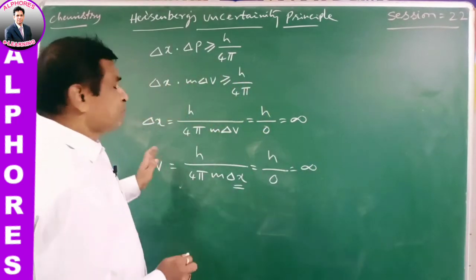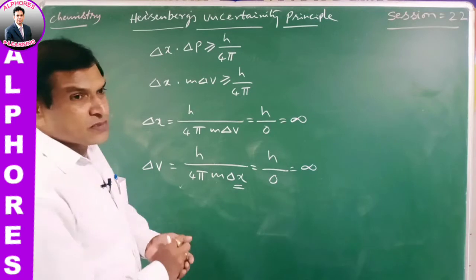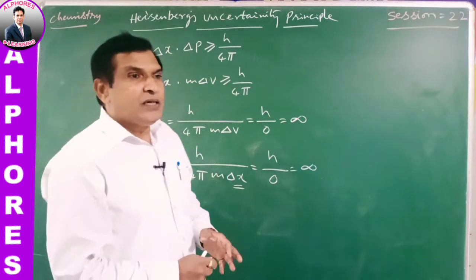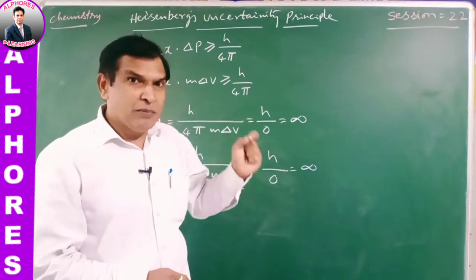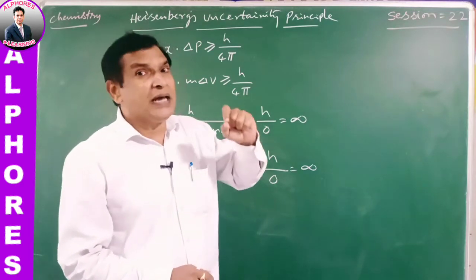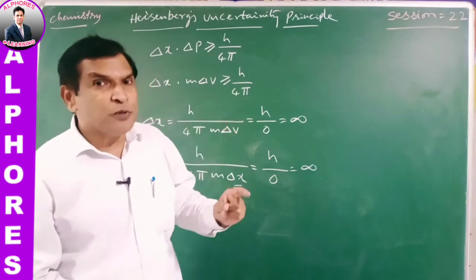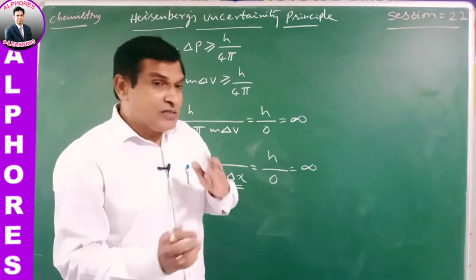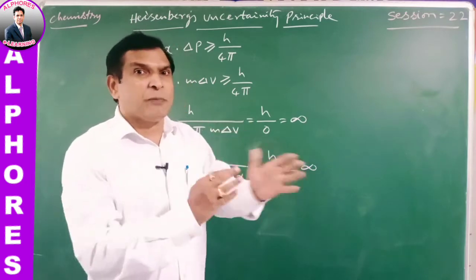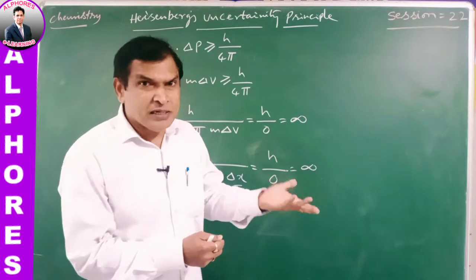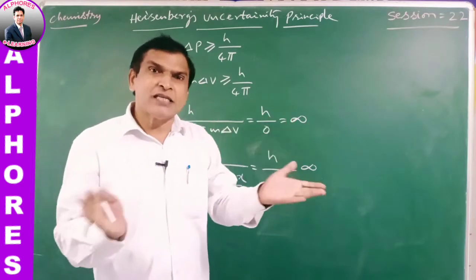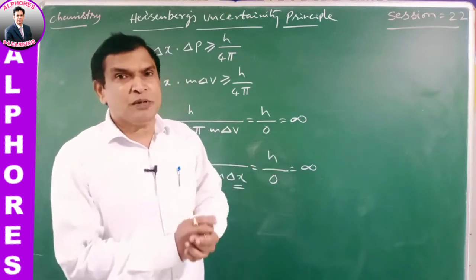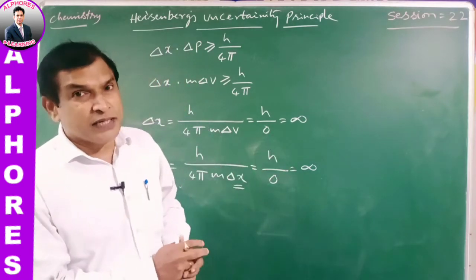That is why, according to Heisenberg's uncertainty principle, it is concluded that it is impossible to determine simultaneously and exactly the change in position and change in velocity of the electron revolving around the nucleus. Simultaneously it is not possible, but separately we can determine the change in position and change in velocity. Separately it is possible, but at a time it is impossible.